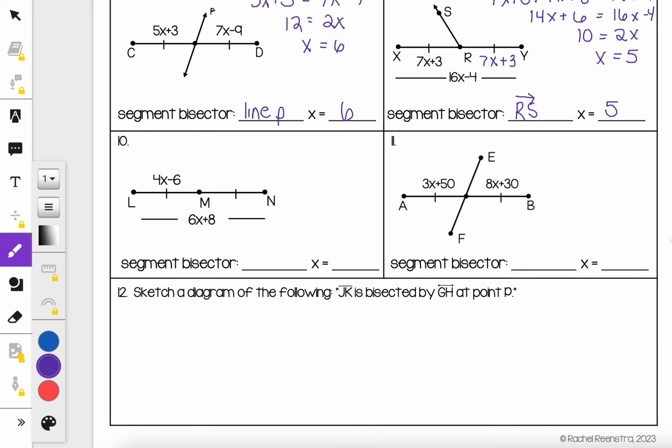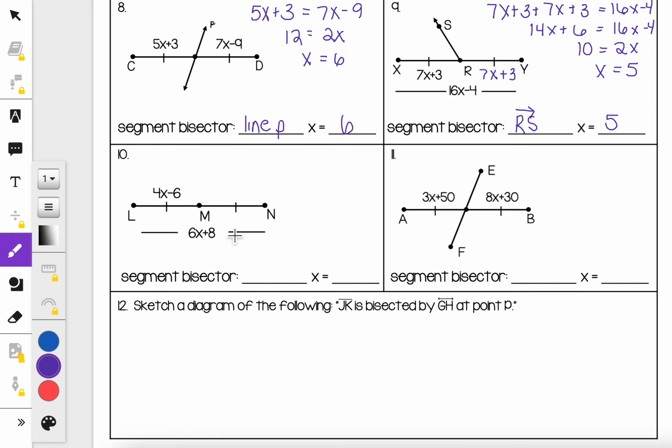Now if we look at number 10, it's similar, where we're given the piece and we're given the whole. But first, let's talk about the segment bisector. The segment bisector here is just a point. It's just going to be that point M.